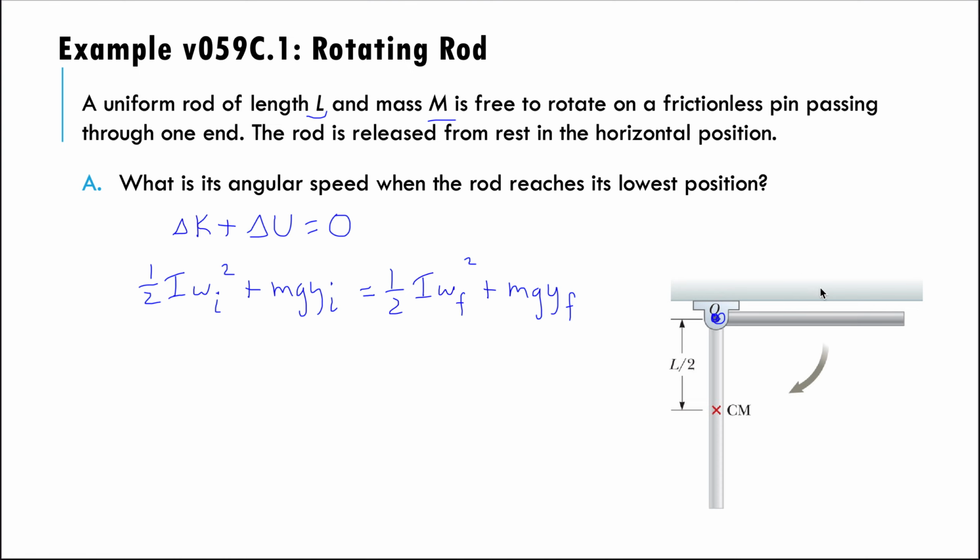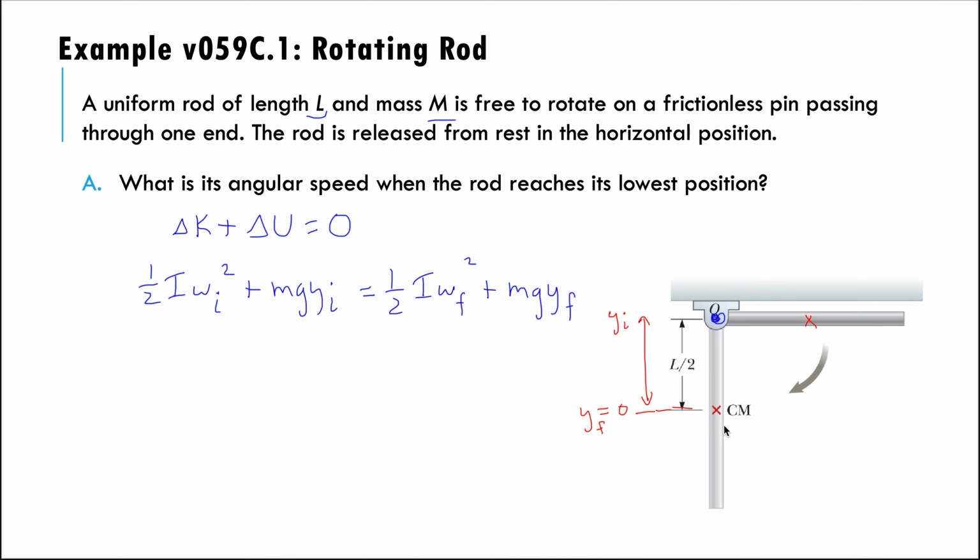We can consider that the motion of the object can be represented by the motion of the center of mass. The center of mass is halfway along the rod because it's a uniform rod. So we're going to call the lowest point of the object, the location of the center of mass when it's at its lowest position, the reference level of 0. And then over here, the initial position is going to be L over 2 higher. So our y final is going to be 0.